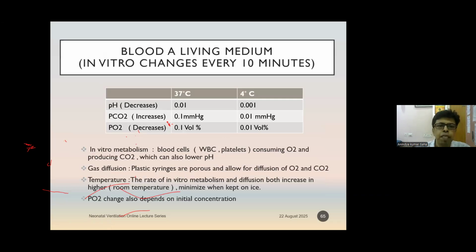Normally, if the sample is kept at skin temperature or body temperature, the pH will decrease by 0.01 every 10 minutes. PCO2 will increase and PO2 will decrease. But if we keep it at 4 degrees centigrade, the change in pH, PCO2 and oxygen will be very minimal. So if at all it has to be kept for future estimation, it has to be kept within the fridge.